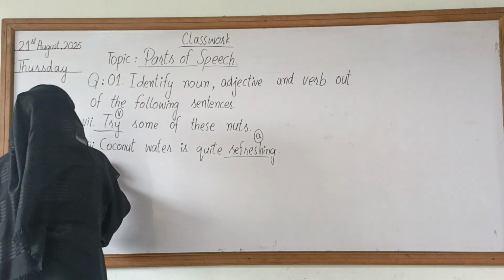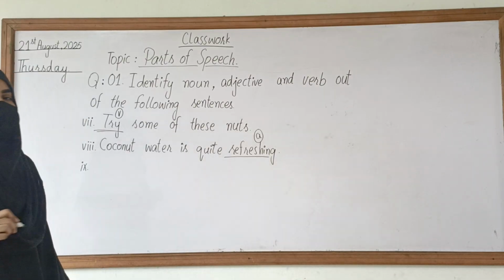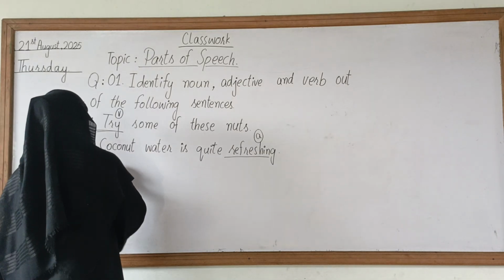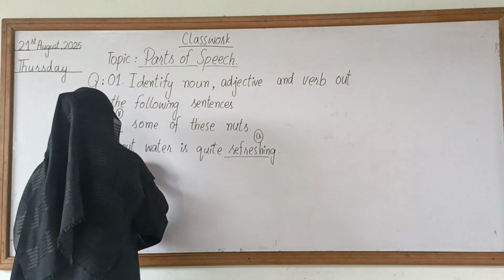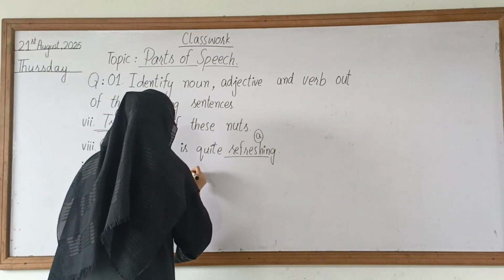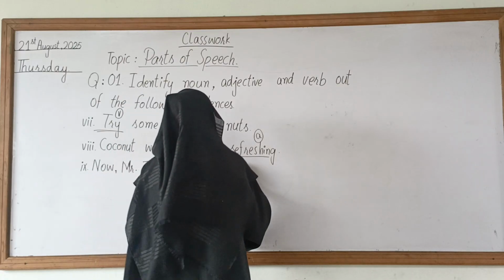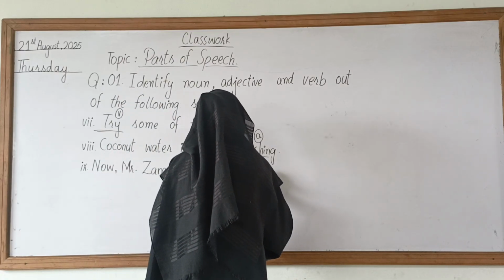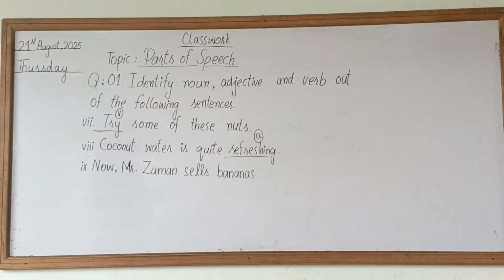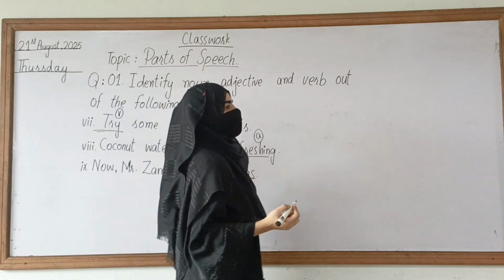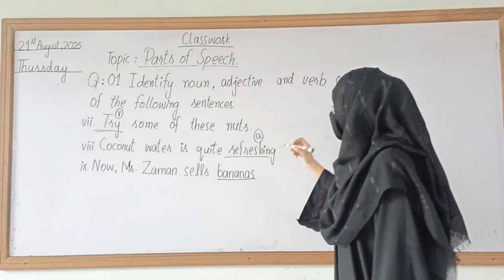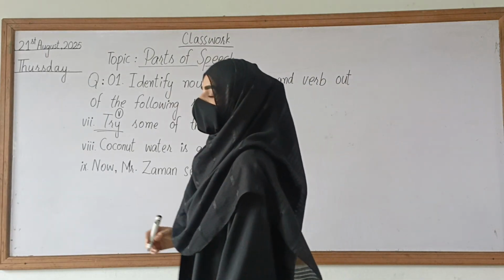Now we have sentence number 9, and sentence number 9 is, now Mr. Zaman sells bananas. So the underlined word in this is bananas. So what is bananas? Bananas is the name of a thing. So the name of a thing, any naming word, is called a noun. So yeah, that's it for this activity.